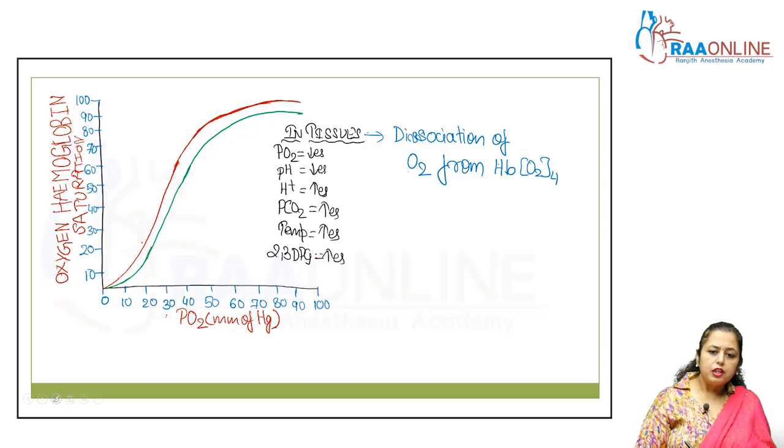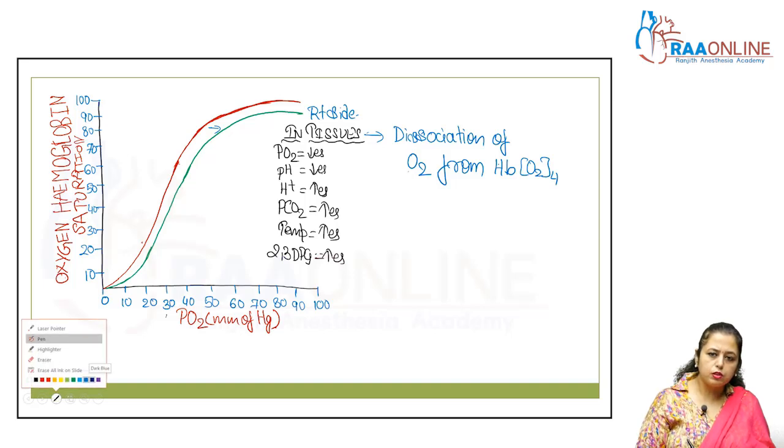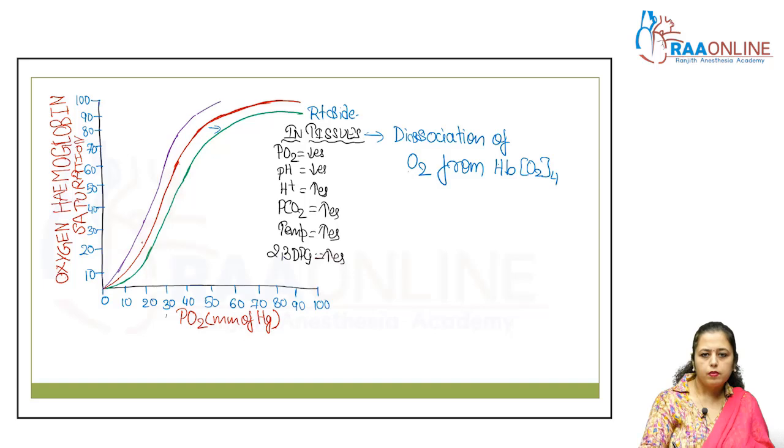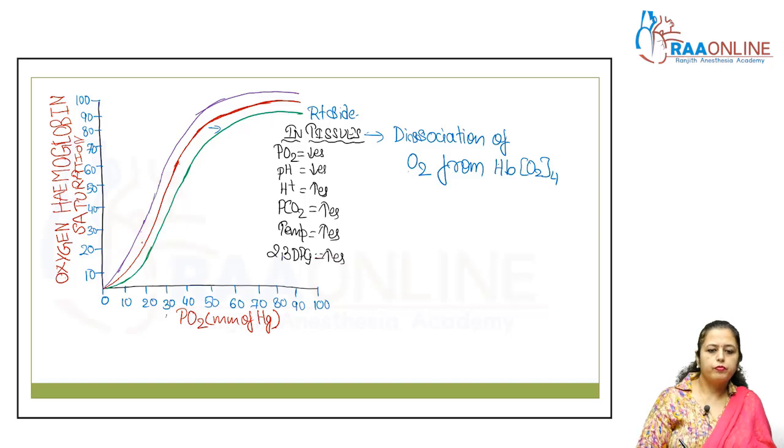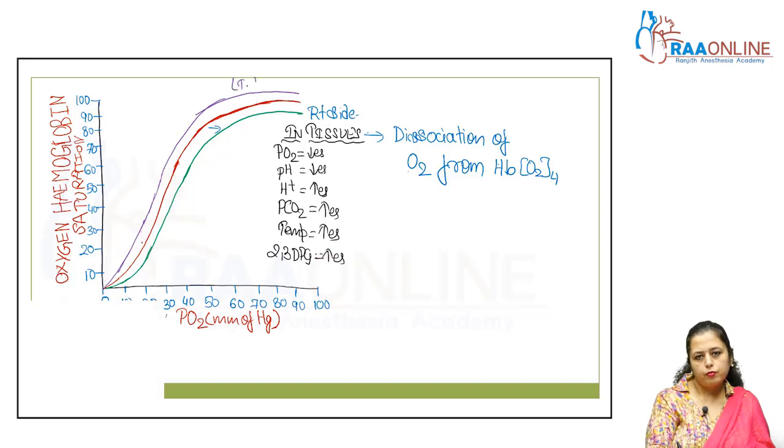And now what will happen if... so that curve is shifted towards the right side. So that curve is shifted towards the right side, right? And what will happen if the curve is shifted towards the left side? So many questions are asked on this part, so listen carefully, right?